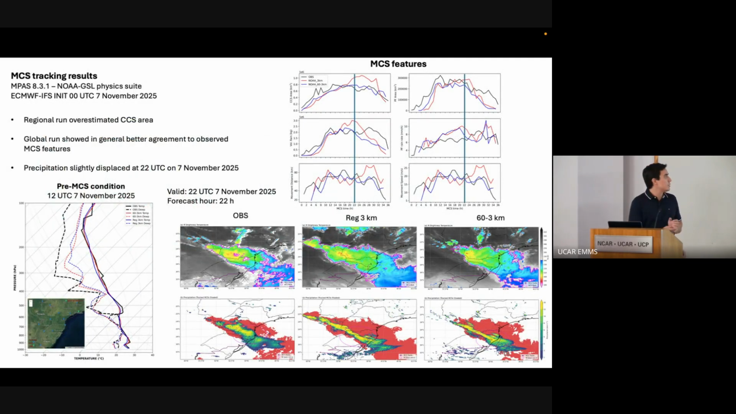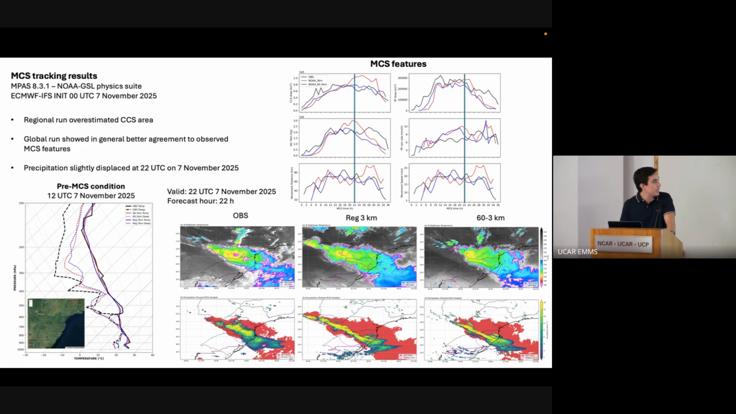So here we have some results for this case. In general, both runs were able to reproduce the MCS life cycle, as we can see here in the MCS features. We have a more prominent difference from the regional run. As you can see here, we had a more intense CCS area that translates into a more intense volume of rain and also a greater propagation distance and speed of this storm.